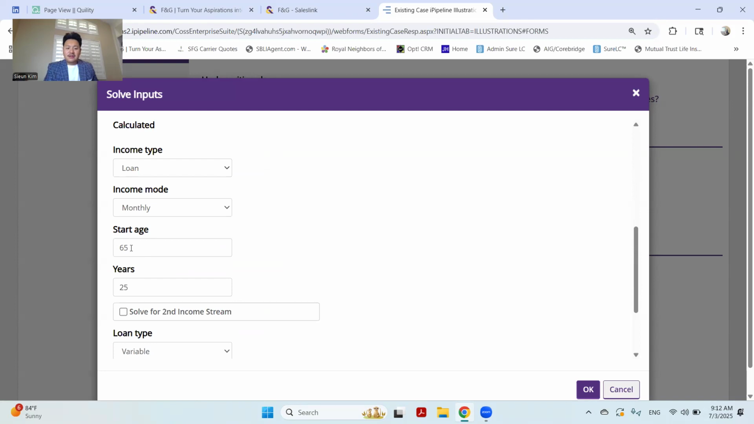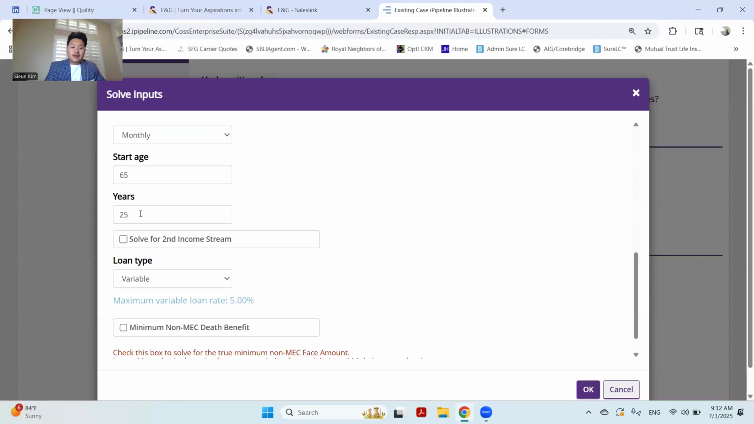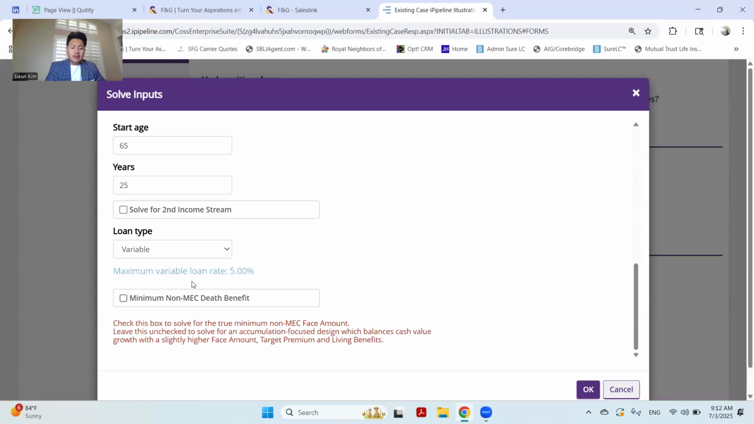So this shows 65, but the income will start at 66. Okay? For 25 years. 66 years old for 25 years. How long is that? That's until 90 years old. Okay? 25 years, this means the number of years they'll receive an income. You don't have to click anything else. You click OK.